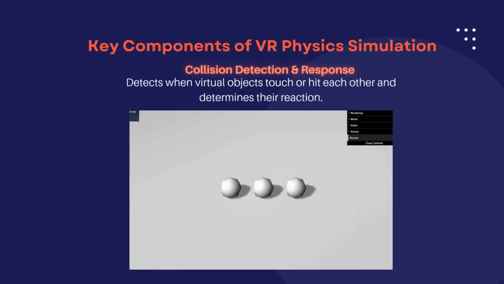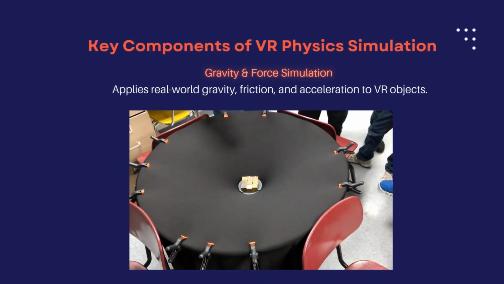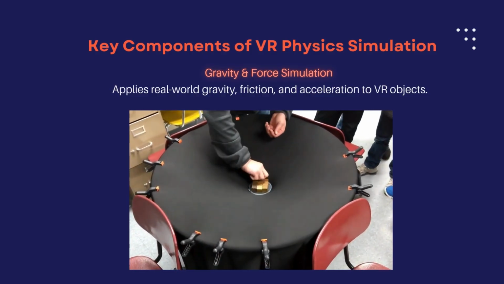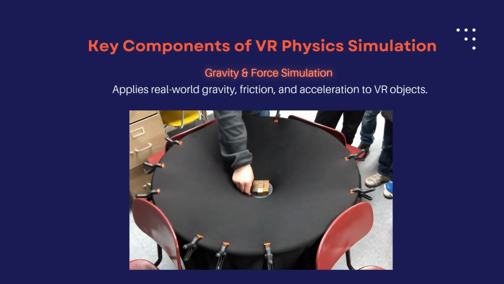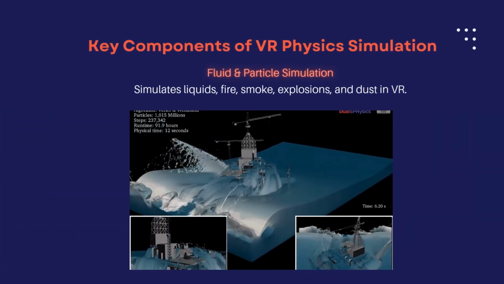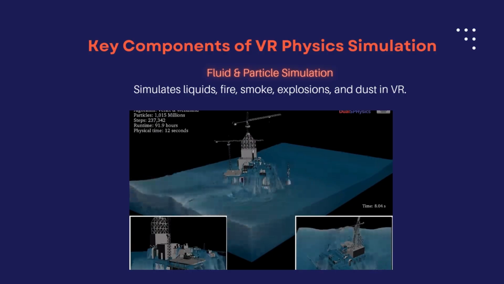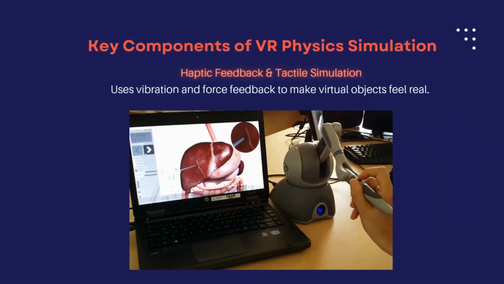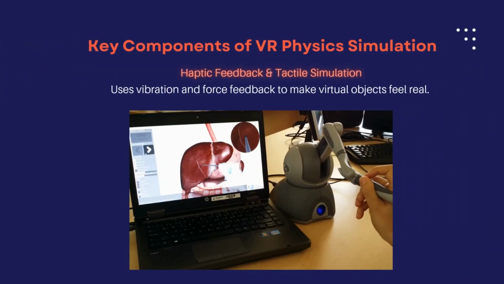It detects when virtual objects touch or hit each other, and determines their reaction. Number 4. Gravity and force simulation. It applies real-world gravity, friction, and acceleration to VR objects. In the video, it demonstrates the fabric of space. Number 5. Fluid and particle simulation. It simulates liquids, fire, and explosions, as shown in the video with over 1 billion particles in motion.